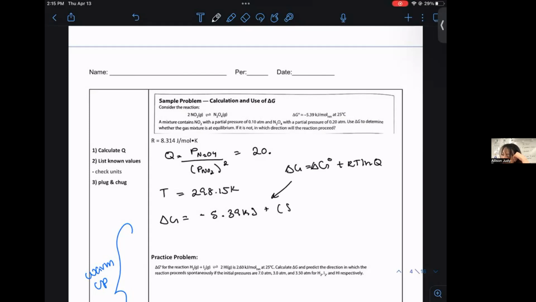Plus 8.314 joules. Thank you. Okay, I'll pay you later. Okay, times temperature, which is 298, times ln of Q, which is 20.